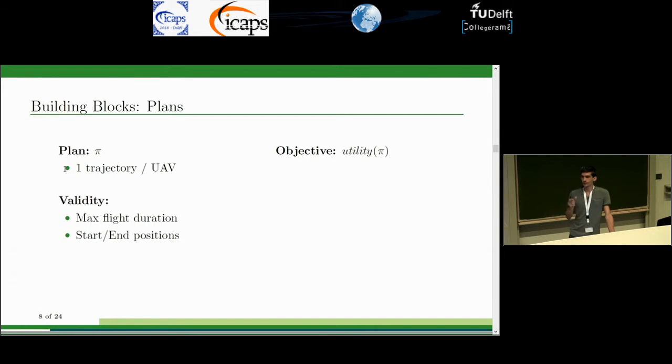And then a plan is just mapping from each UAV to a trajectory. And you can have validity constraints such as the maximum flight duration and starting positions. And then you have an objective function. It's just utility of your plan. And we don't need to know more than that.